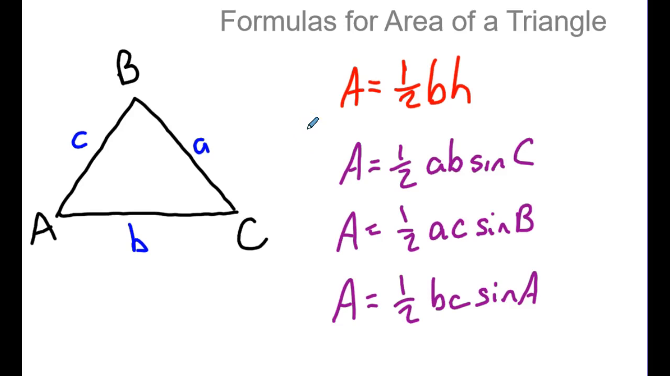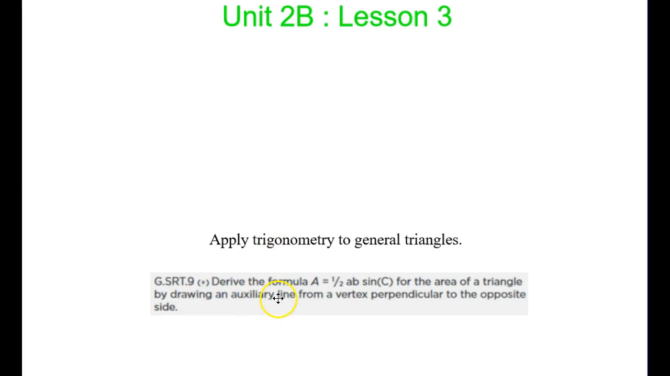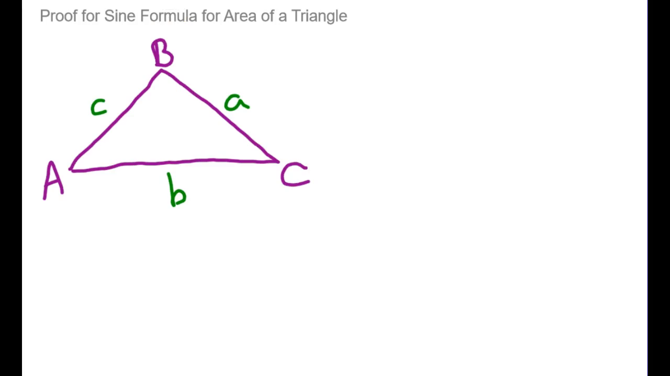So next, we're going to go through and derive where this formula comes from. Now it's time to go through the proof. Again, we start with a basic triangle ABC, side lengths little a, little b, and little c. Going back to the standard, we need to draw an auxiliary line from a vertex perpendicular to the opposite side. I'm going to pick side b and draw a line perpendicular to this opposite side, and I'll label that distance h, our height.